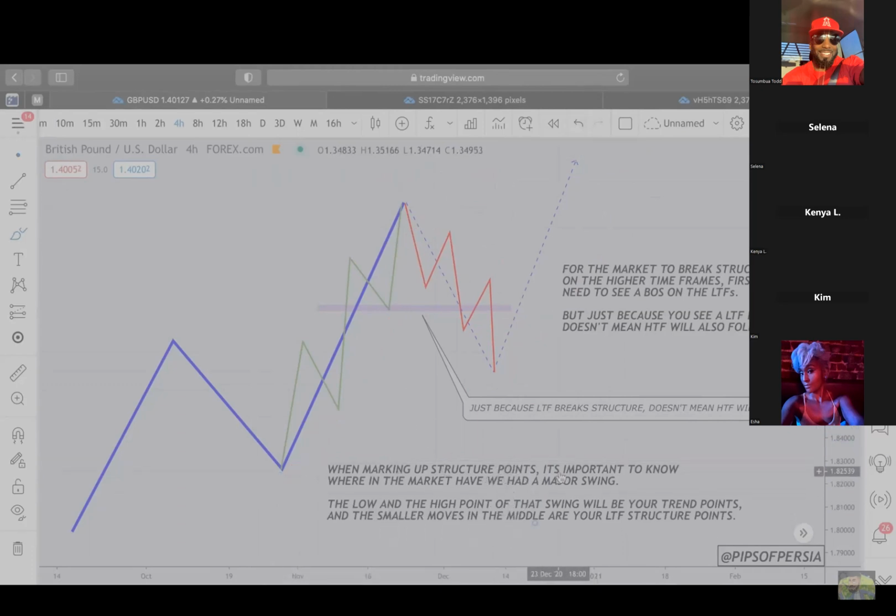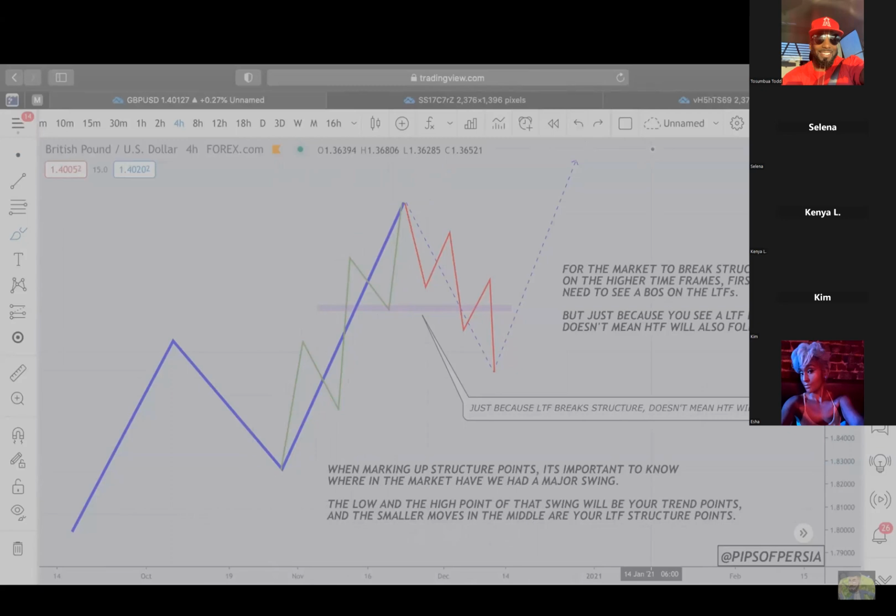When marking up structure points, it's important to know where in the market we have had a major swing. The low and the high point of that swing will be your trend points, and the smaller moves in the middle are your lower time frame structure points. Where we have had the major swing, the low and the high of the swing points being the major structure points, and the smaller moves in the middle being your lower time frame structure points. Simple as that.